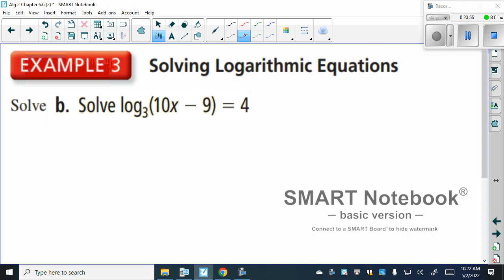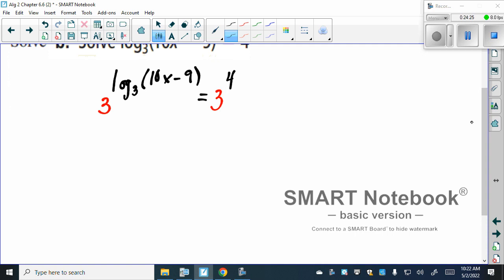Okay. Solve log base 3 of 10x minus 9 is equal to 4. What can we do first? Right, put both sides to the base of 3. So we have 3 to the log base 3 of 10x minus 9 equals 3 to the 4th. Luckily, log base 3 to the log base 3 simplifies out, just leaving us what's inside, which is 10x minus 9. 3 to the 4th is 81.